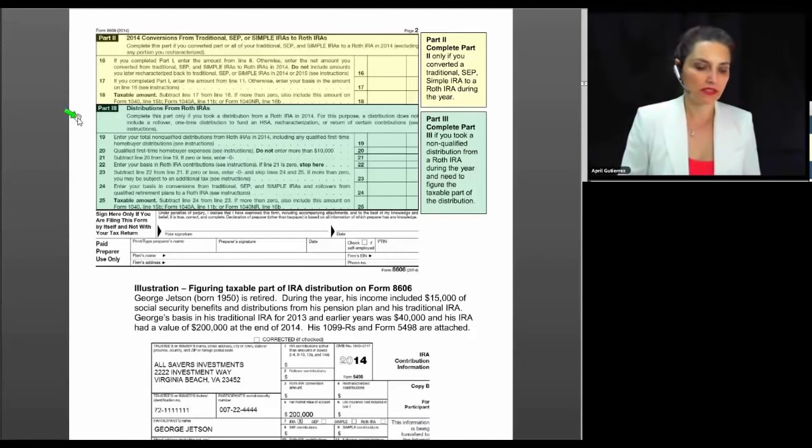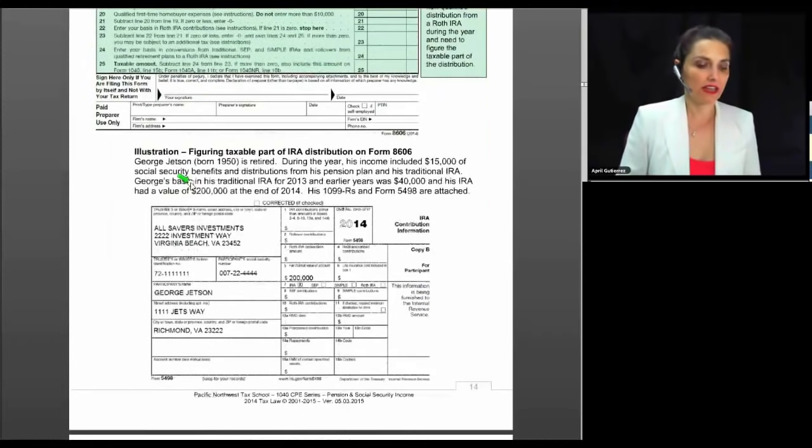So let's say you received a 1099-R, and in box 7 it shows a code J. That would tell you that you're going to need to complete Part 3 of Form 8606 to determine what part of the distribution that has a code J next to it is going to be taxable and what the amount of early distribution penalty will be.